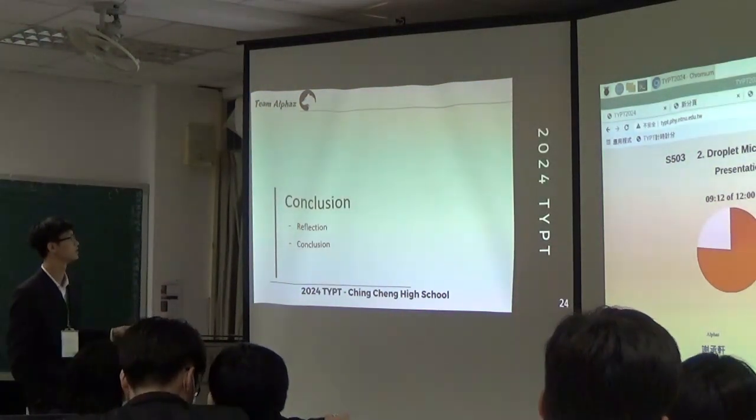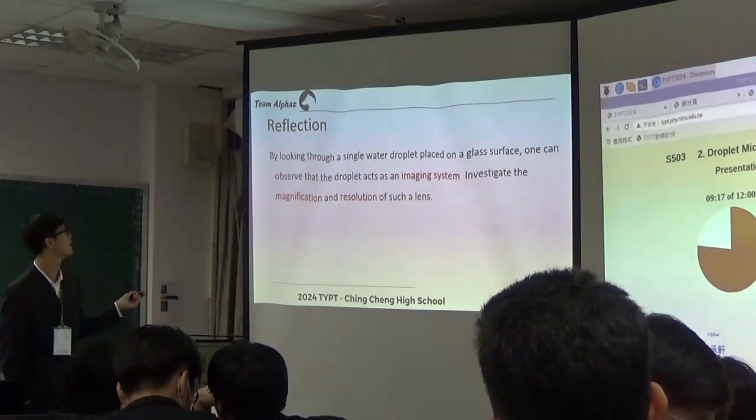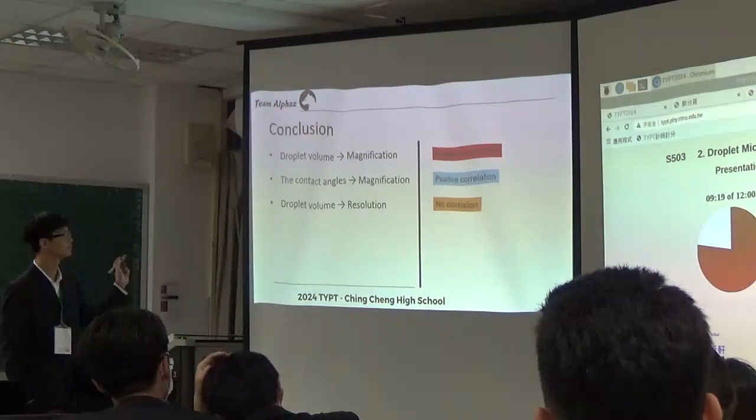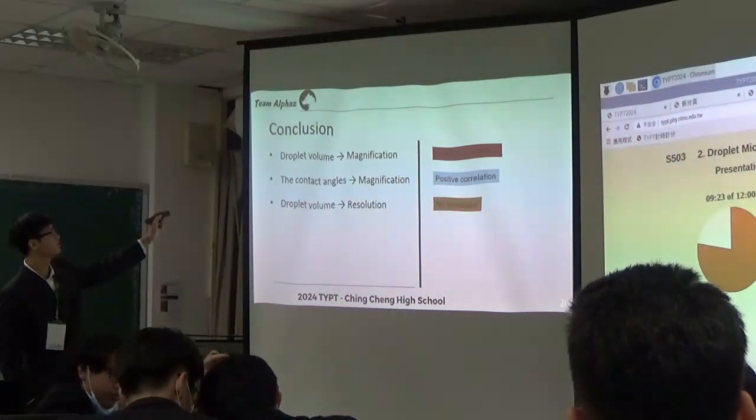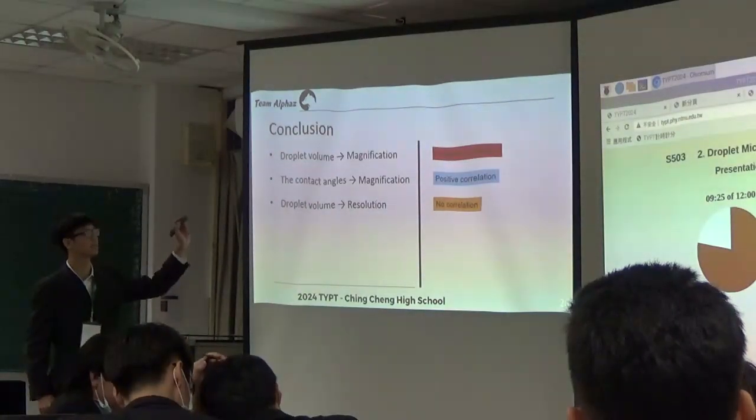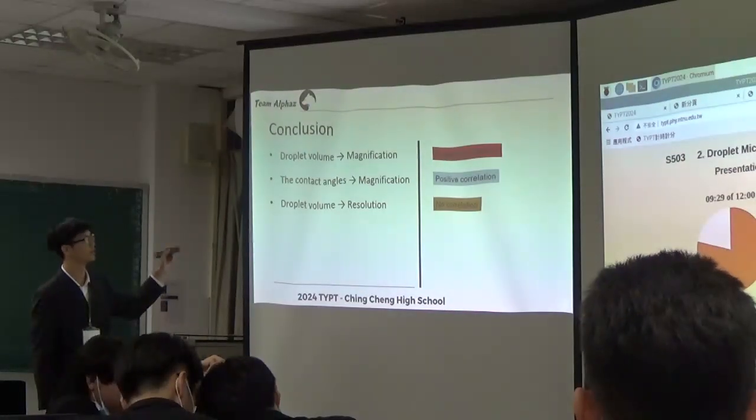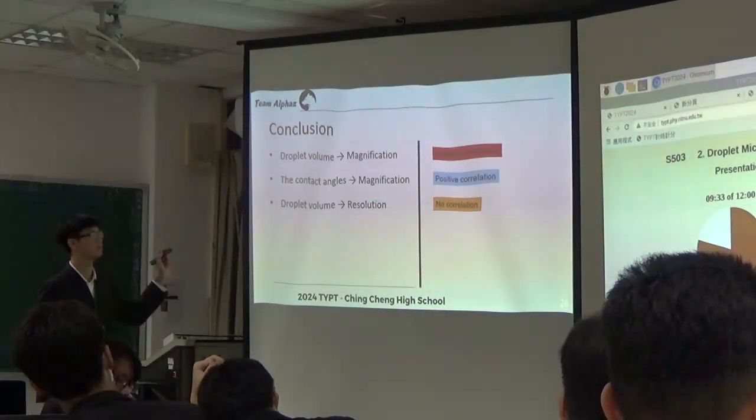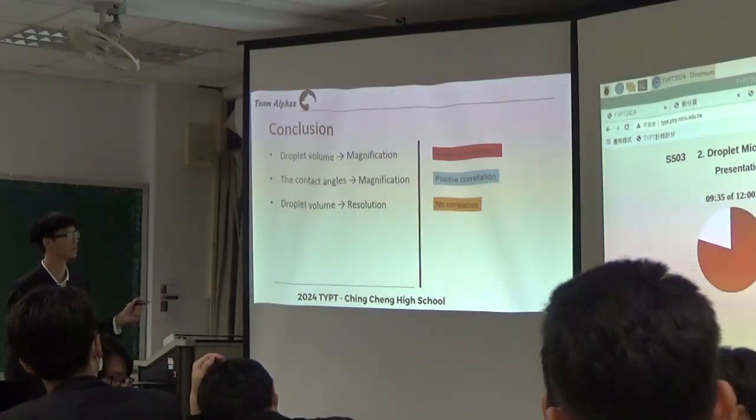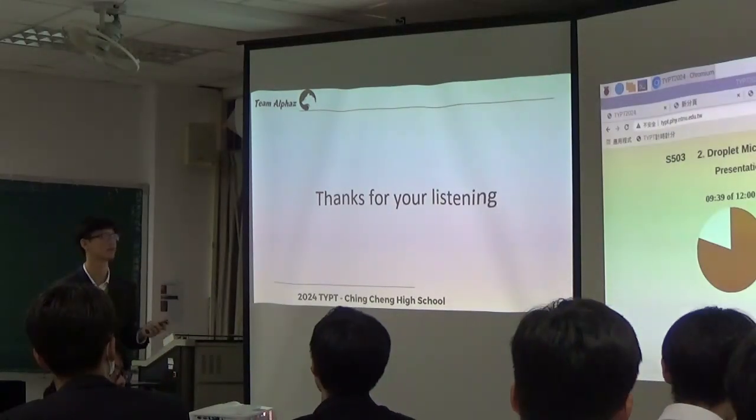So the conclusion. This is the problem statement, and our conclusion is that the droplet volume to the magnification is a negative correlation, the contact angle to the magnification is a positive correlation, and the volume to the resolution is no correlation. It's our result. Thanks for your kind attention.